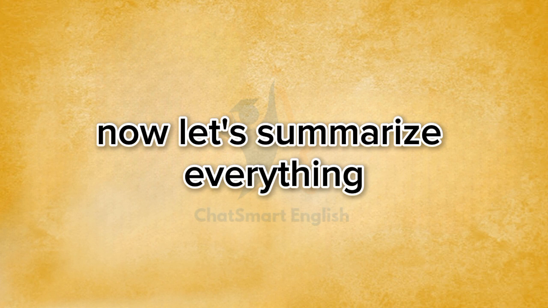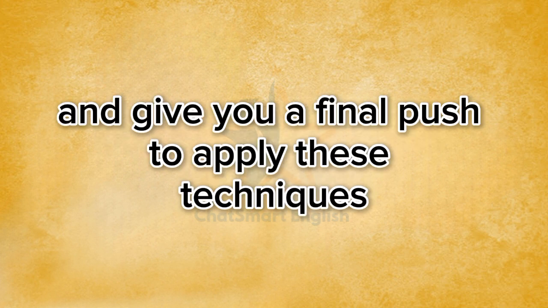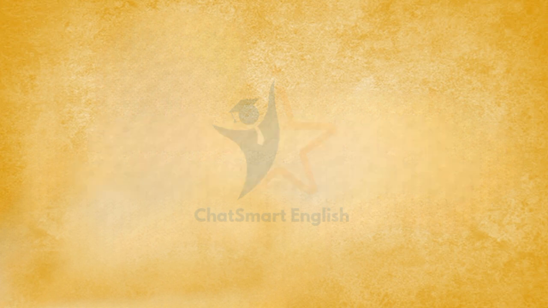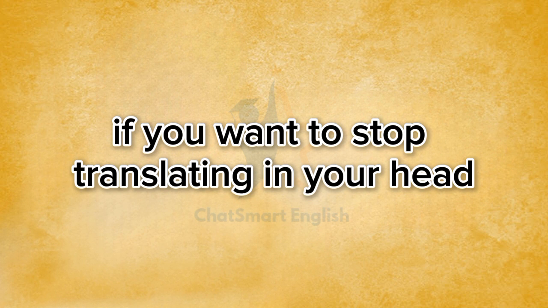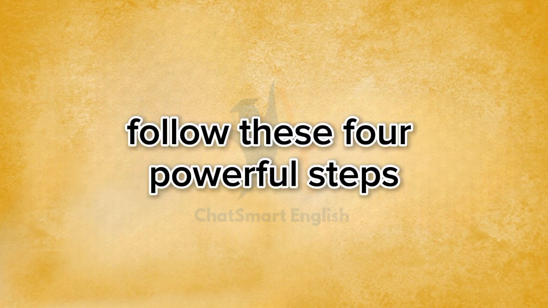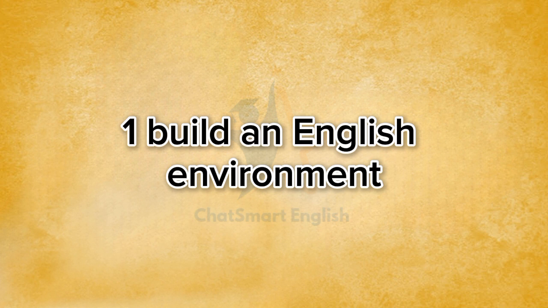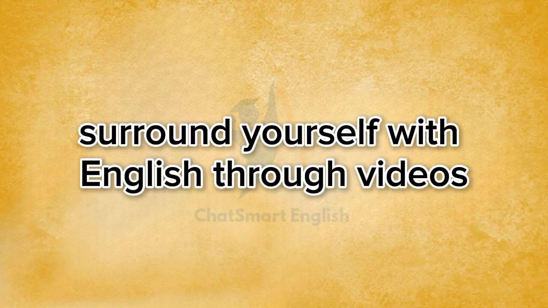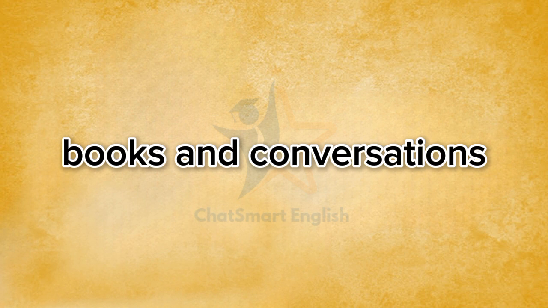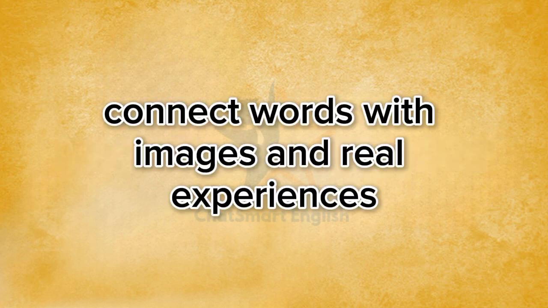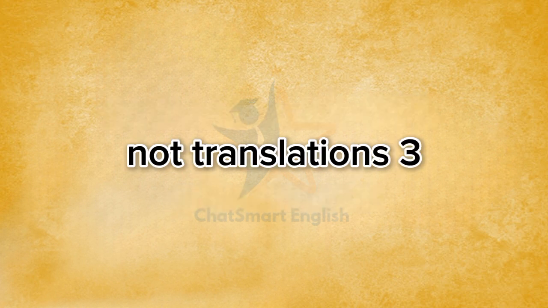Now, let's summarize everything and give you a final push to apply these techniques. So, let's quickly recap what we learned today. If you want to stop translating in your head and start thinking in English, follow these 4 powerful steps. 1. Build an English environment. Surround yourself with English through videos, books, and conversations. 2. Use the picture method. Connect words with images and real experiences, not translations.